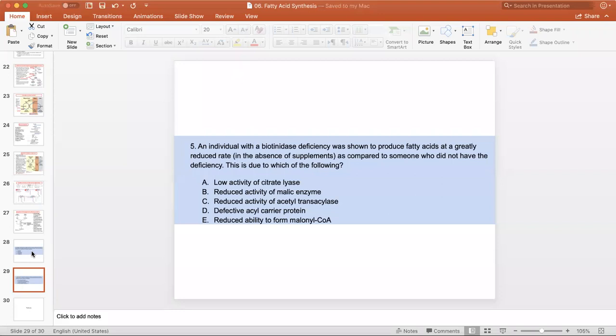An individual with biotinidase deficiency. Biotinidase is important so that you can remove the biotin from the food that we take, so that the biotin can be reabsorbed. If a patient has a deficiency in biotinidase, the biotin is not able to dissociate from the food and is not able to get absorbed. If a patient has a deficiency of biotin, all the carboxylase enzymes will be affected. One of the carboxylase enzymes is acetyl-CoA carboxylase. The function of acetyl-CoA carboxylase is to convert acetyl-CoA into malonyl-CoA. So that's right, option E is the correct answer.